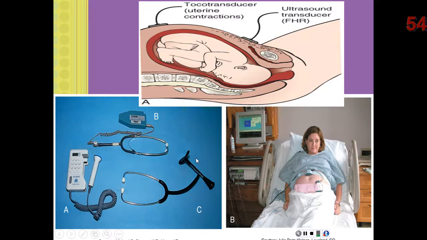And you really want to always use two different ways of hearing the fetal heart tone so that you know that you're getting the baby's heart rate and not mom's.